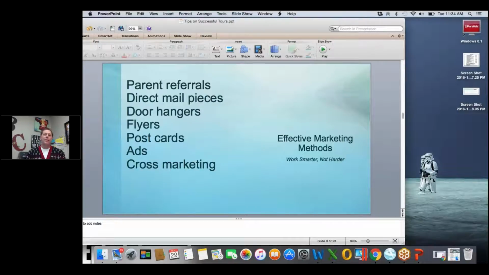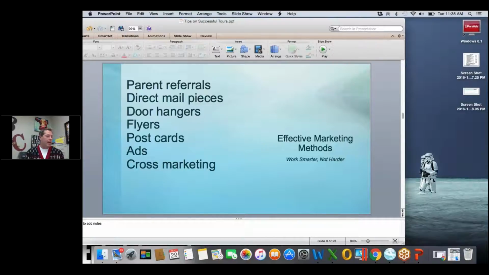I've seen many different parent referral programs out there, whether it's, for every child that the parent refers that enrolls with us, they get 1 week of free tuition. It could be $100 for every child that enrolls. It could be a gift certificate, whatever you can afford.